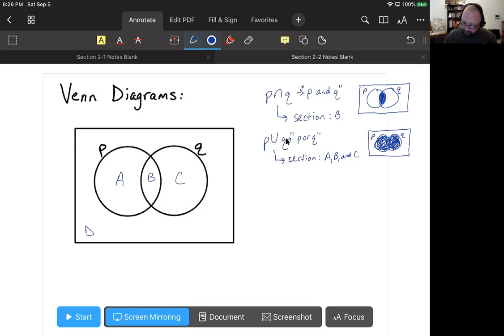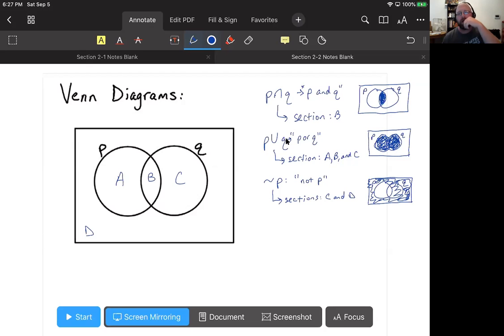We could represent something like not P. Okay, in that case, we would be talking about sections C and D. So if we wanted not P, we would color in everything that was not in circle P. So all of this area outside of that would be considered not P.